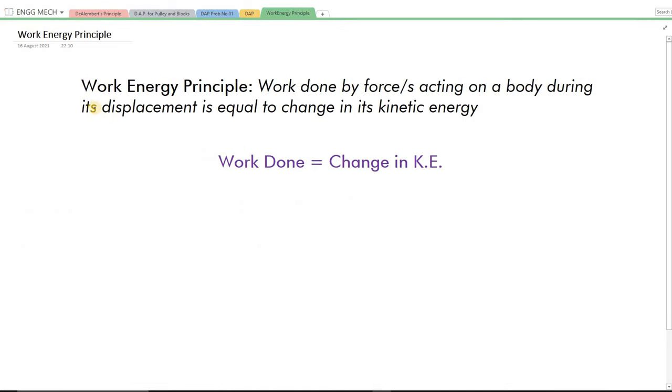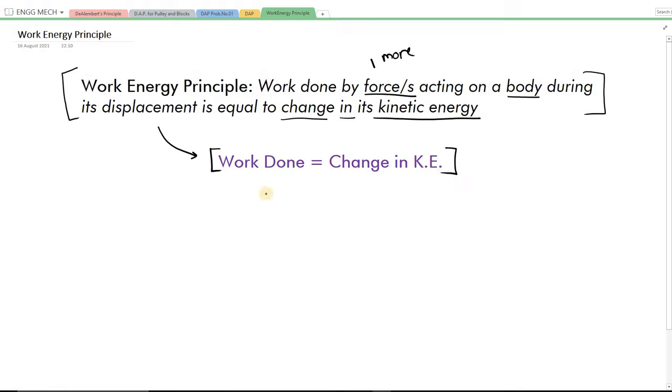Now let's see what the work energy principle exactly says. See, work done by force or forces, because in a system there may be one force or more than one force, acting on a body during its displacement is equal to the change in its kinetic energy. Okay, I again repeat this. Work done by force or forces acting on a body during its displacement is equal to the change in its kinetic energy. Therefore, this whole statement can be confined into this very small expression, which is work done equals change in K.